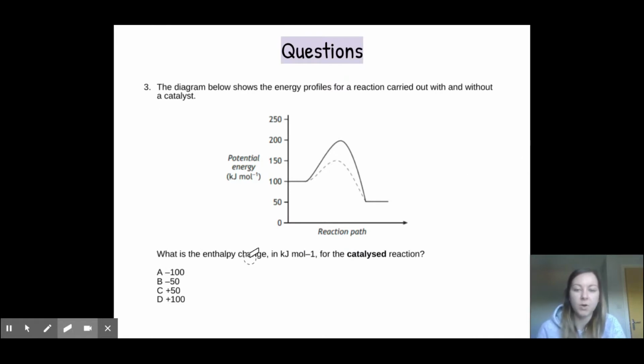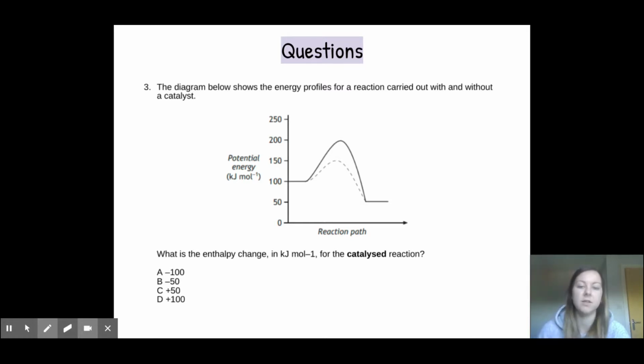Just while we're talking about it, here is what the catalyst does on the potential energy diagram. As you can see, the straight line here is the uncatalyzed reaction. The dotted line is the catalyzed reaction. Why? Because the straight line must be the uncatalyzed reaction because it has a higher activation energy. Remember, the activation energy on a potential energy diagram is this energy hill that the particles need to get over in order to make products. We can see this dotted line has a much shorter energy hill, which means that the activation energy for the forward reaction has been lowered.